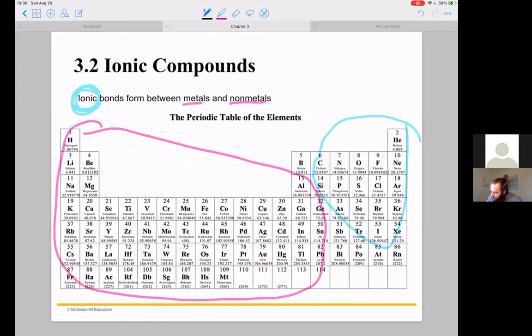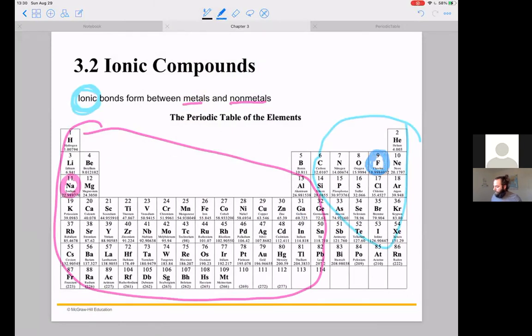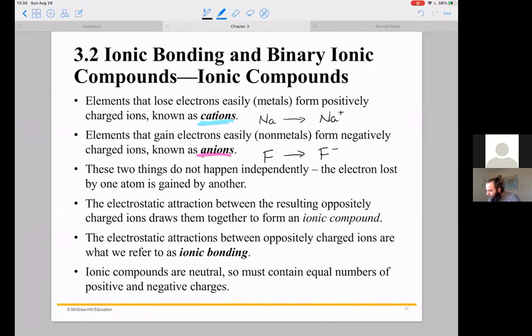Okay, and notice these two examples that I gave here. We have sodium, which on the periodic table would be over here. We have fluorine, which on the periodic table is over here. So again, that's how we can indicate that these form an ionic compound. And an ionic compound is a bond that forms between ions, right?